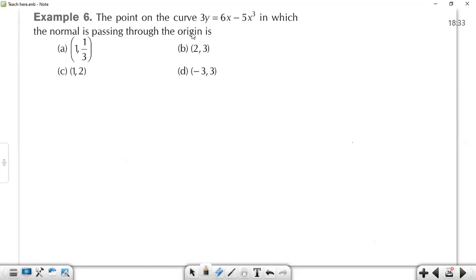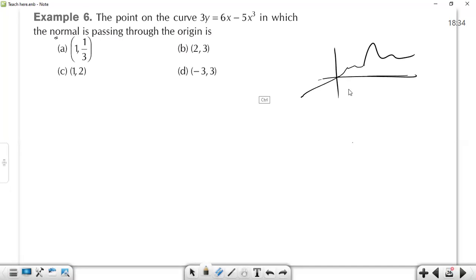Example number 6. The point on the curve 3y is equals to 6x minus 5x cube, in which the normal is passing through the origin. Now we are talking about normal. So let's consider that this is any curve, and the normal is passing through the origin. If a normal is drawn and it is passing through the origin, we have to find out the point on the curve in which the normal is passing through the origin.